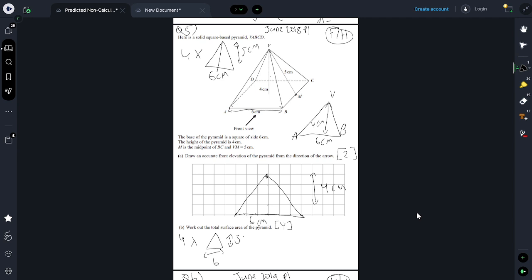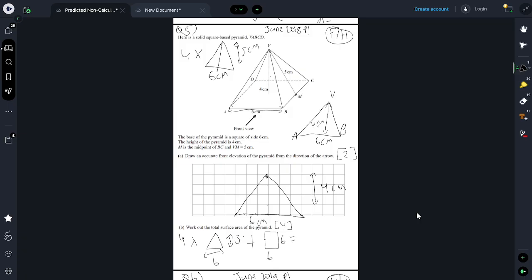4 lots of those triangle fat sides. They'll all be the same triangle. Plus the other surface we have is this square base, and it tells us it's a square base pyramid. Now we know that one of the sides is 6, so all of them are going to be 6.